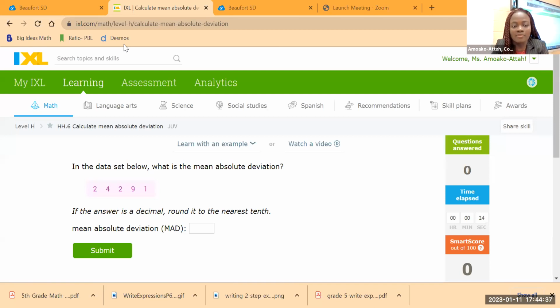Okay, so I'm going to solve the last example with you. Then I leave you to solve more examples on your own. All right, so let's see how we are going to do this.